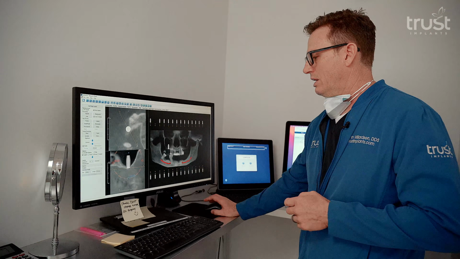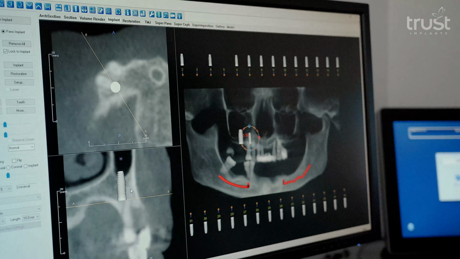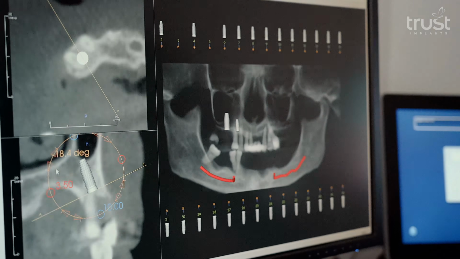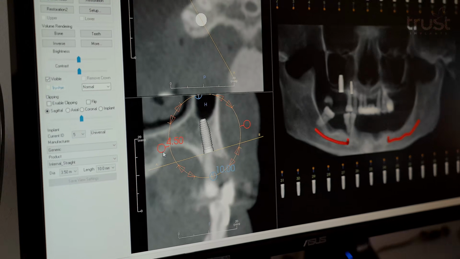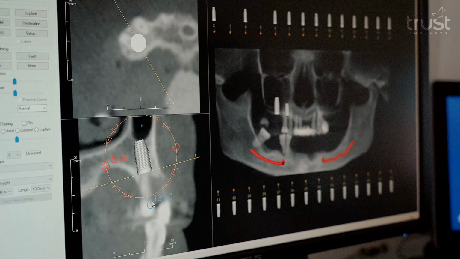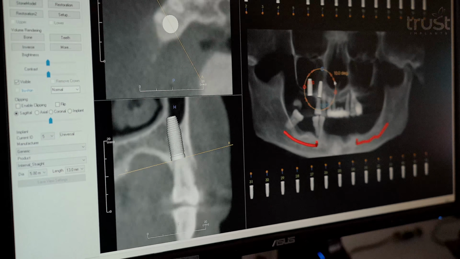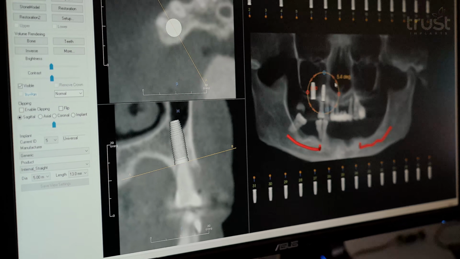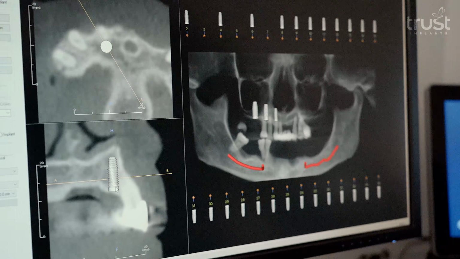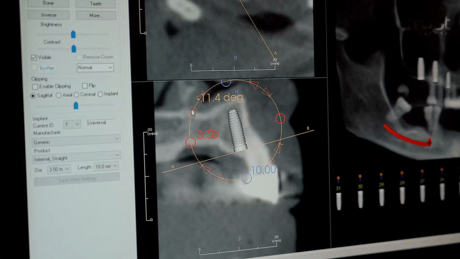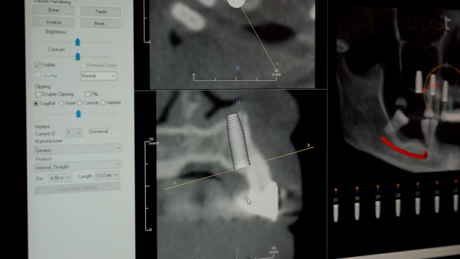And so as we're preparing and planning these cases, we want to know exactly where all the anatomy is. We want to know exactly the diameter and placement of each implant, as well as angulation. You notice here I can change the dimensions of the implant. I can change the length, the width, position. I can rotate it however I want to. And so this affords me the ability to create and develop a treatment plan that protects the patient. It protects their investment, it protects the longevity of their case.